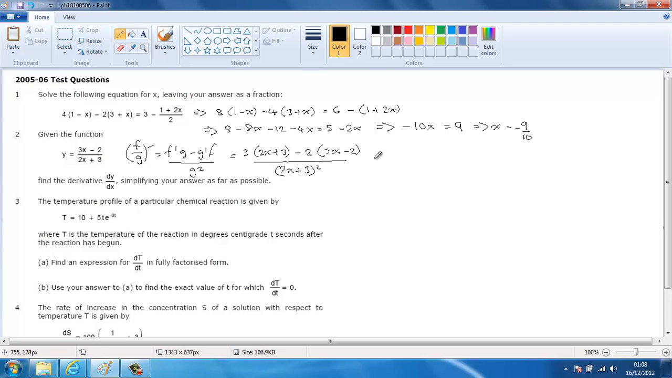Then we can tidy up the numerator. It's going to give us 3 times 2x is 6x, minus 2 times 3x, so minus 6x, so no x term. Then we have 3 times 3 is 9, minus 2 times minus 2 is plus 4, so 9 plus 4, 13, over 2x plus 3 all squared.